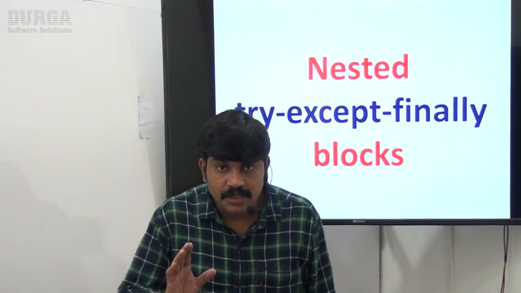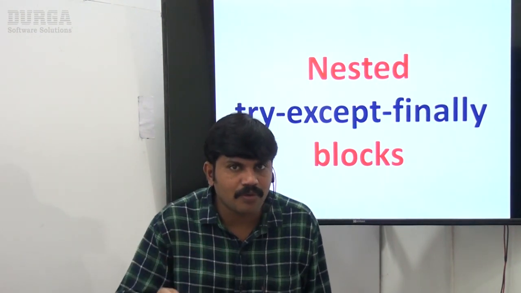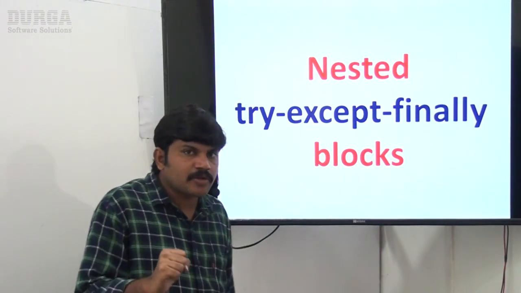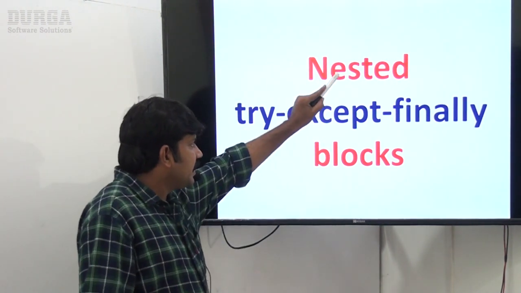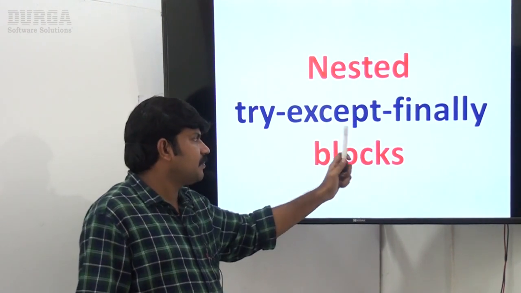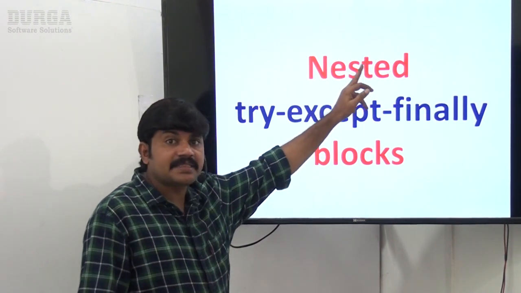Hi friends, in the last video we covered very clearly what the control flow in try except finally is. Now the next topic I have to discuss is nested try except finally blocks. What does it mean? The name itself indicates it, right?